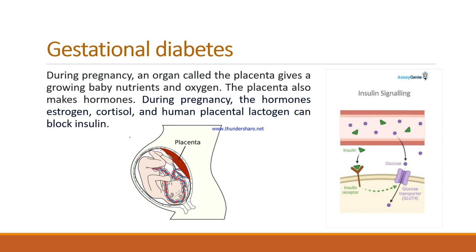The gestational diabetes. During pregnancy, an organ called the placenta gives a growing baby nutrients and oxygen from the maternal body. The placenta also makes some hormones. During pregnancy, the hormones called estrogen, cortisol, and human placental lactogen can block insulin. So if the insulin is blocked, then fewer insulin molecules bind to its receptor, and the same situation happens, which causes hyperglycemia.